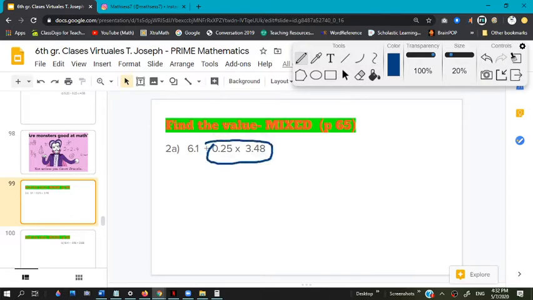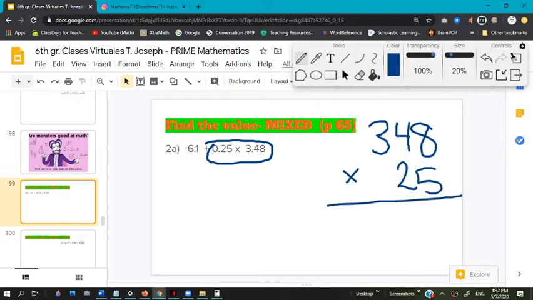1.25 times 3.48. Now, I'm going to show you a little trick when we multiply numbers with decimals. I'm going to put not 3.48, but 348 on the top times 25. You're probably wondering, Mr. Joseph, why aren't you putting the decimals in the problem? Well, I'm going to worry about those numbers to the right of the decimals later on. I need to remember those decimals.